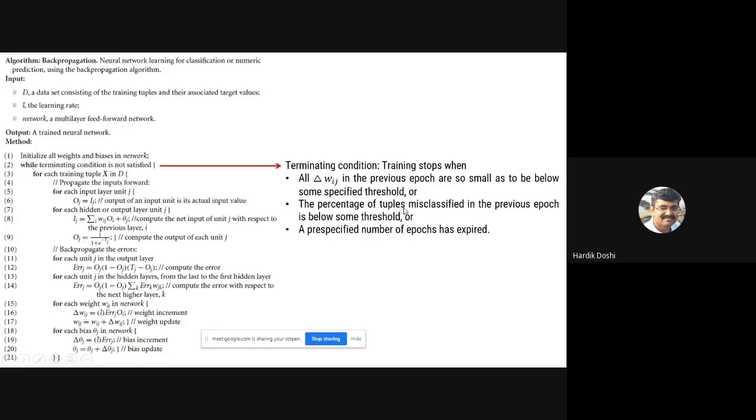Then, the percentage of tuples misclassified in the previous epoch is below some threshold value. Epoch is also termed as iteration. And lastly, a prescribed number of epochs has expired. I need to define, say for example, the iterations I carry out. Say I defined 1000 iterations. Then if it becomes 1001, it should stop and change the network topology, or change the data set, or change the weights accordingly. Is it fine? So this is the algorithm which you need to remember.